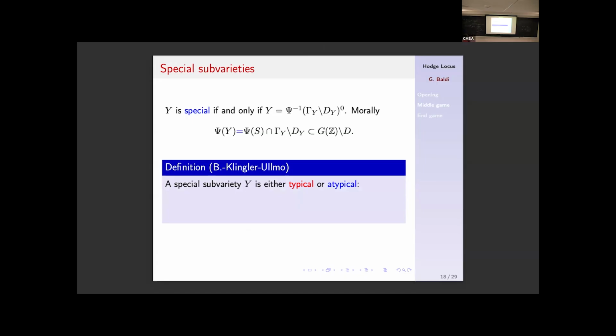So a special subvariety Y is either typical or atypical, simply whether this intersection behaves dimension-wise as expected or not. Typical means that the codimension of Y in S is the same as the codimension of D_Y mod Γ_Y in our big period domain, and atypical if you have a smaller codimension than expected. The Hodge locus is the union of the typical and the atypical components, so we are really recovering everything. We'll go back in a moment to the Noether-Lefschetz example, but before we do that, let's pause one more second on this definition.